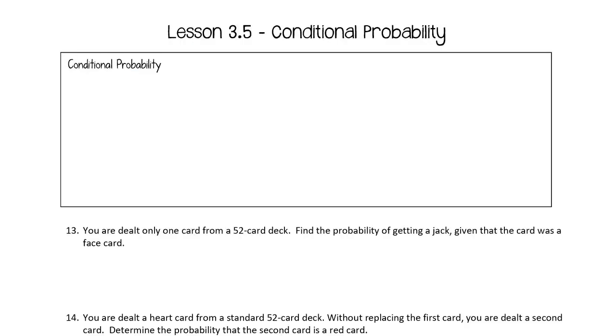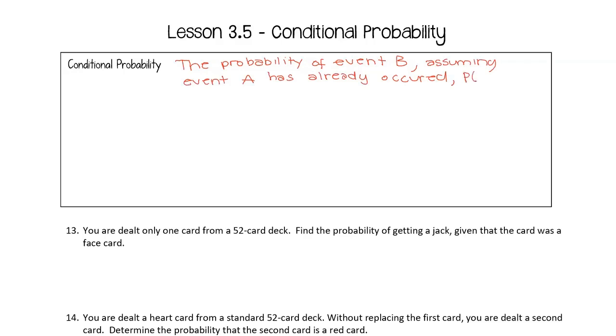Conditional probability is the probability of event B, assuming event A has already occurred. And we'll use the notation probability of B given A. This vertical line here is given. It's not a division sign. And there's different ways to think about conditional probability, and it's going to depend on the problem whether or not you use the following formula. The probability of B given A equals the probability of A and B all divided by the probability of A.